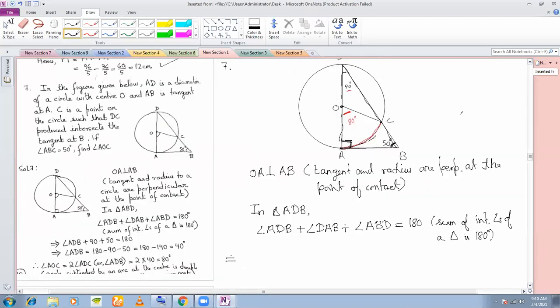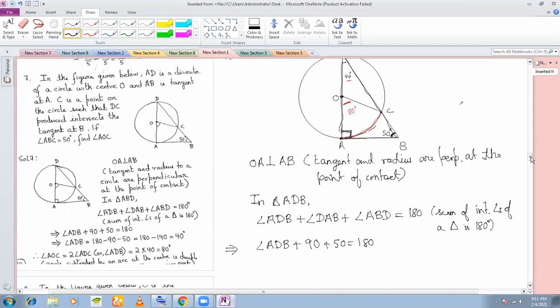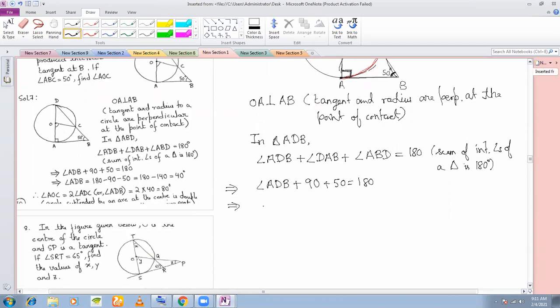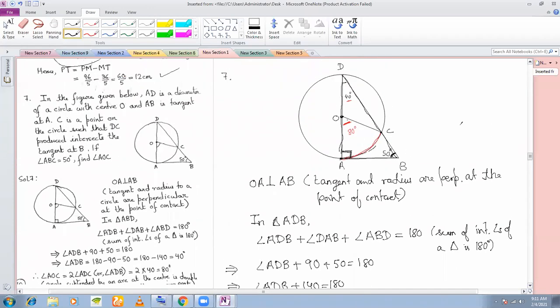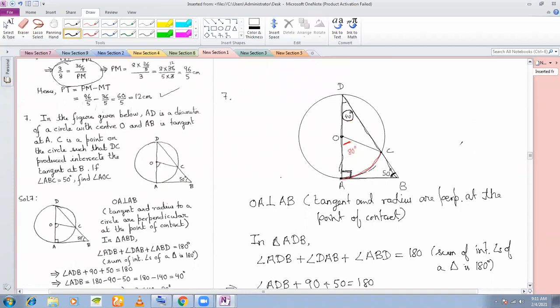Now we shall put the values. Angle ADB is the unknown angle we need to find out. DAB is 90 degrees. This angle is 50 degrees, is equal to 180. Therefore, now we can find out. So you're getting this angle as 40 degrees, as I have marked in the figure. So this angle here we have got as 40 degrees.